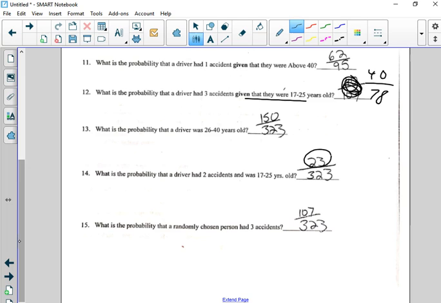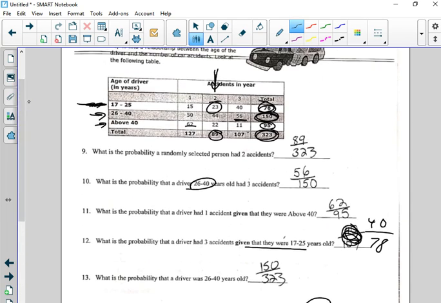What's the probability that a randomly chosen person had 3 accidents? So you just want to know the total of 3 accidents is right here out of the total number 323.